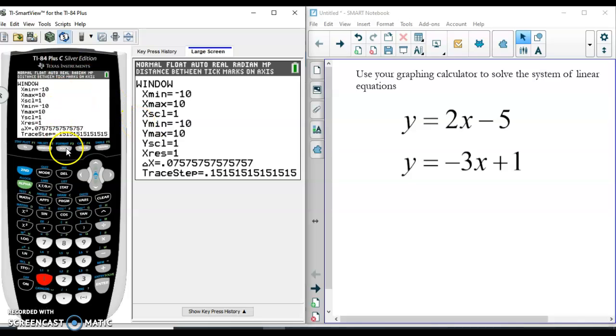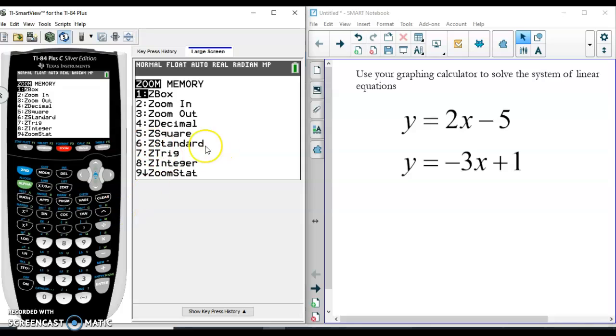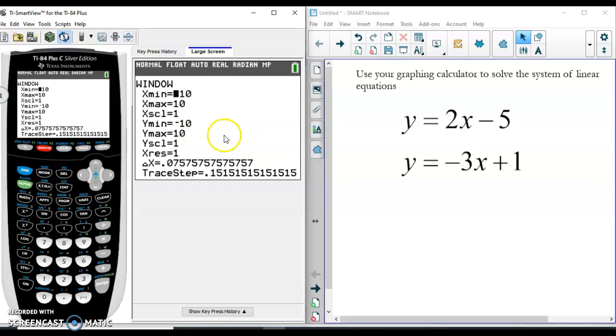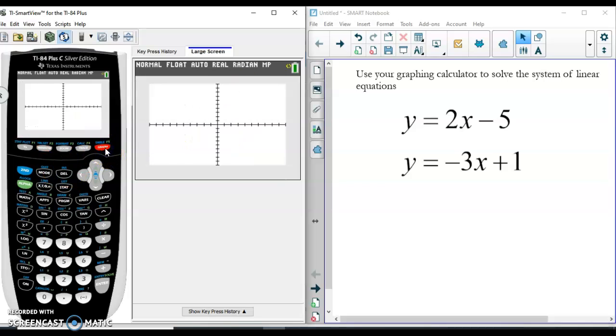The shortcut for that is hitting zoom 6 for the standard viewing window. If you hit zoom 6, it'll automatically bring you to this window. If you were setting the window by yourself and you were here, you would simply hit the graph menu to bring up that picture. So we know graphically the solution is the point of intersection. So first of all, we verify to make sure that they do touch. If we saw an example where they didn't touch, you'd have to change your window to find it.